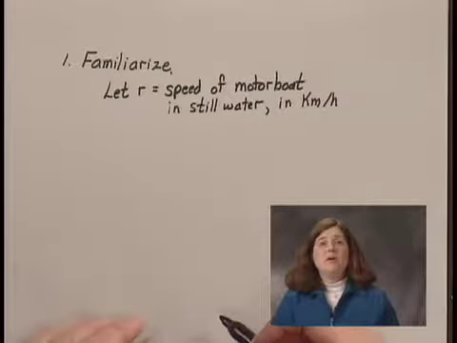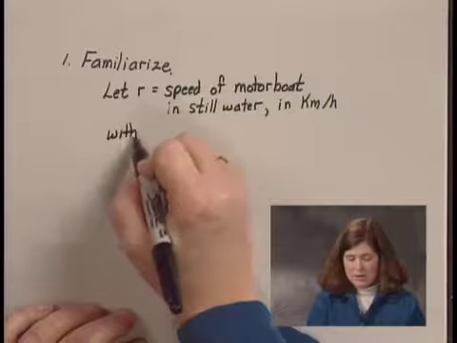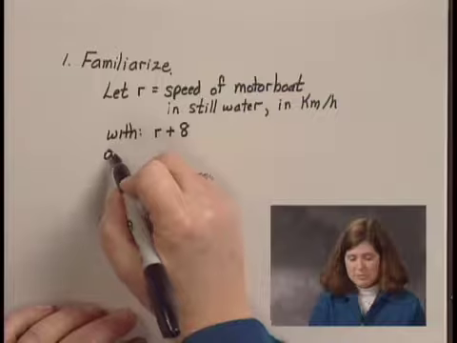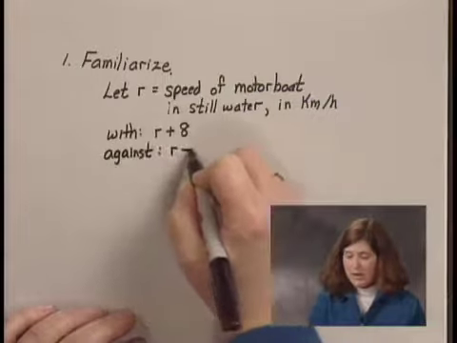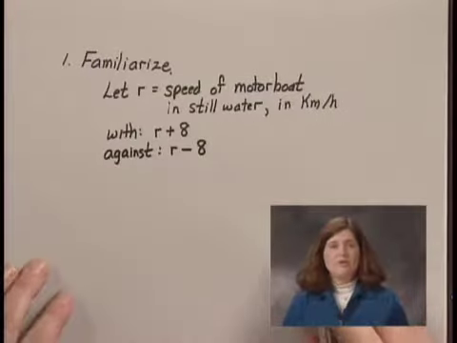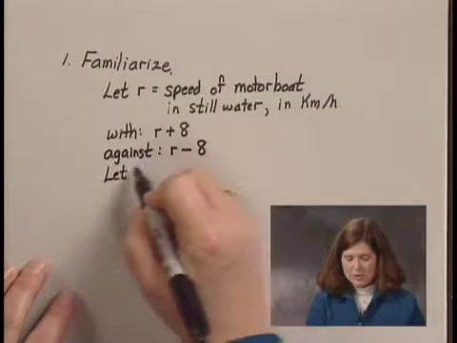Then the speed with the current would be R plus 8, and the speed against the current would be R minus 8. Now we don't know how far the motorboat traveled either, so we'll let D equal the distance it traveled.